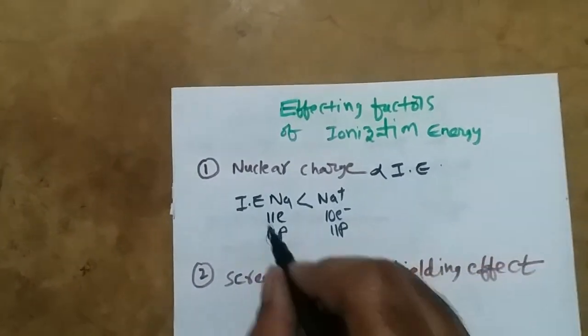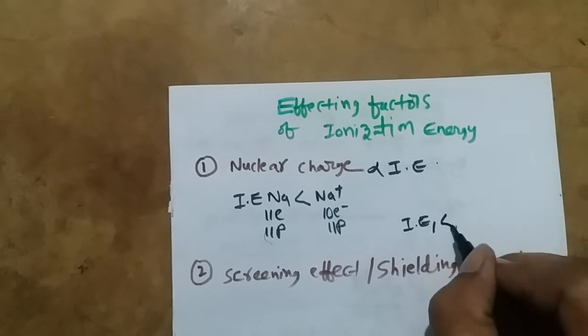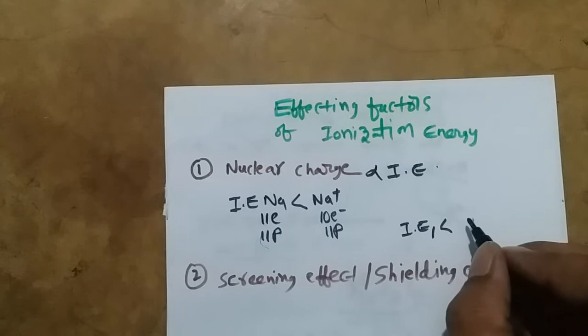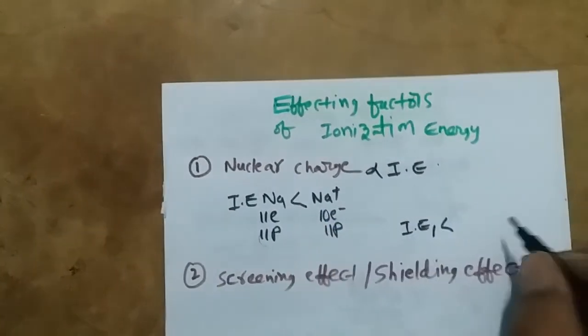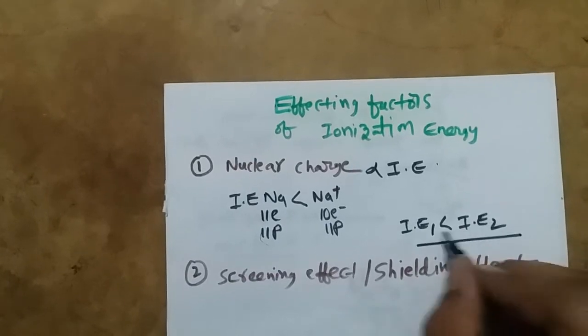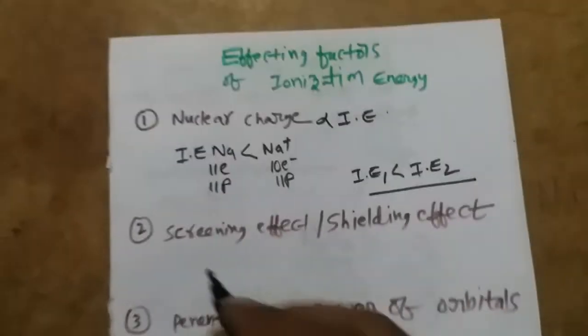The energy to remove an electron from sodium is called the first ionization energy, and the energy to remove an electron from the unipositive ion, like Na+, is called the second ionization energy. So IE1 is less than IE2. Next comes the screening effect or shielding effect.